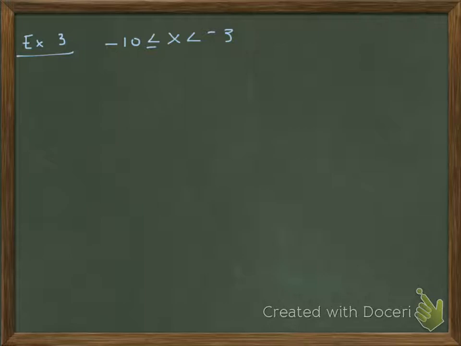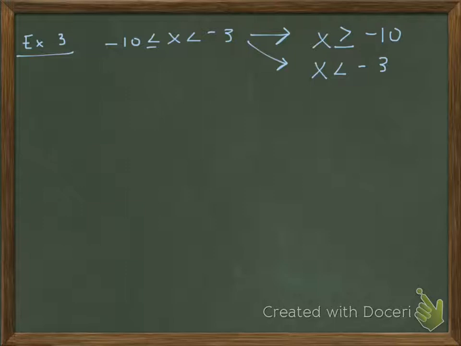Now here's a unique way to write a particular compound inequality. What this says, if I break this up, I can break this into 2, and I can say that x is greater than or equal to -10, and I can also say that x is less than -3. And so now I have 2 different inequalities that I'm going to graph here in a second.